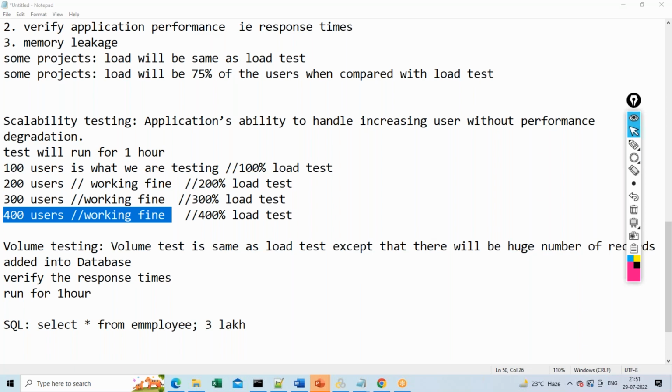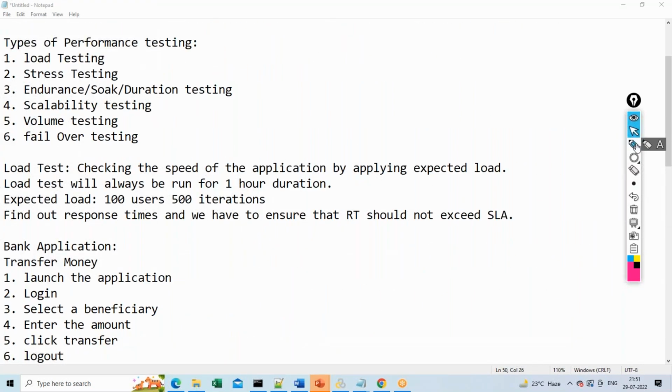Kamal is saying that in the requirement, let's take this example. We are saying that we have to run 500 iterations, and then we are saying that the load test will run for 1 hour. Now Kamal is asking which one we have to consider. So we have to prepare or configure our scenario in such a way that after completion of 1 hour of load test, if you go back and check the results, you will achieve 500 iterations.